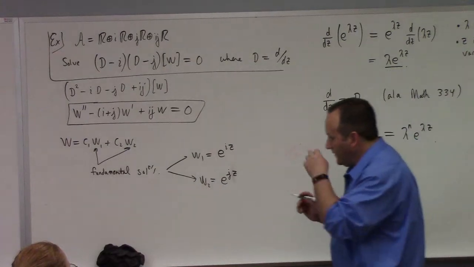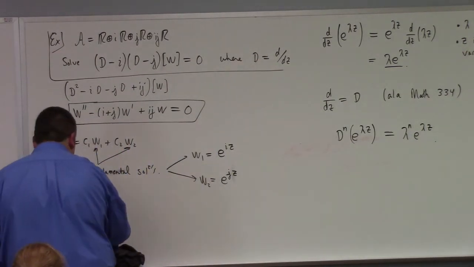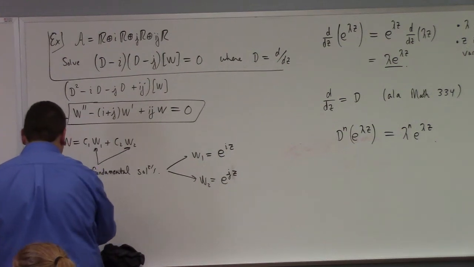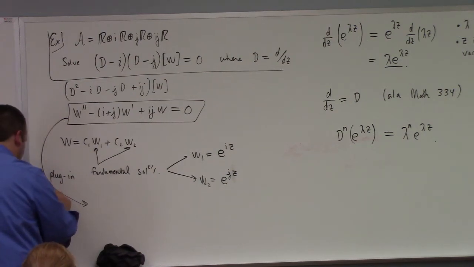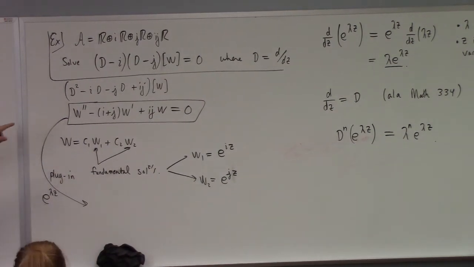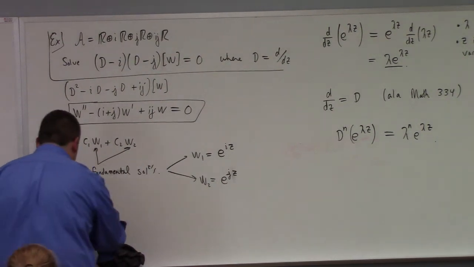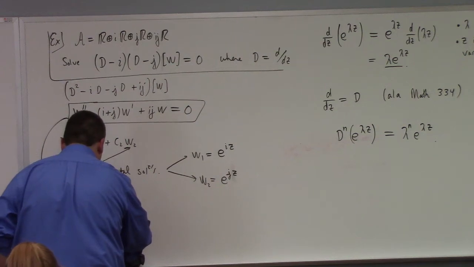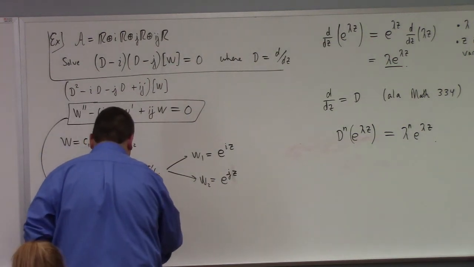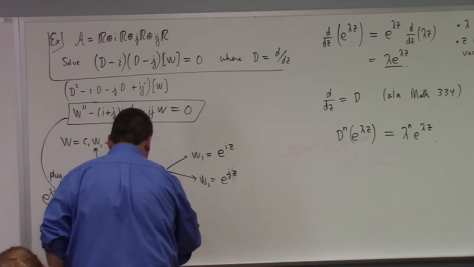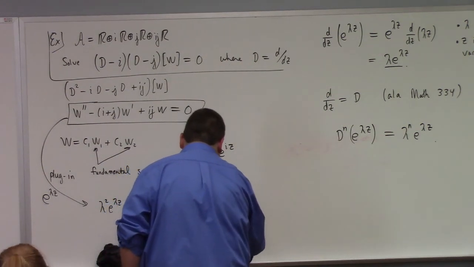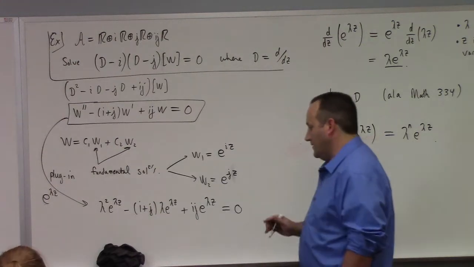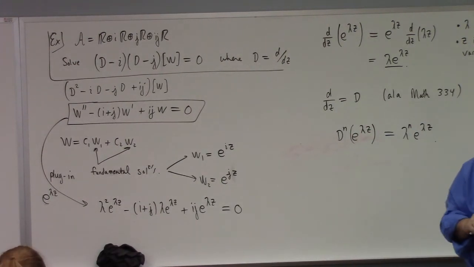Now, on the other hand, we can look at the characteristic equation. So if we plug in e to the lambda z, what happens when we plug e to the lambda z into the differential equation? W double prime gives me what? Lambda squared e to the lambda z, yeah? And then I get plus (i plus j) lambda e to the lambda z, and then plus ij e to the lambda z. And if e to the lambda z is going to be a solution, it has to make that be 0. That's a necessary consequence of lambda being the appropriate lambda to solve this differential equation.